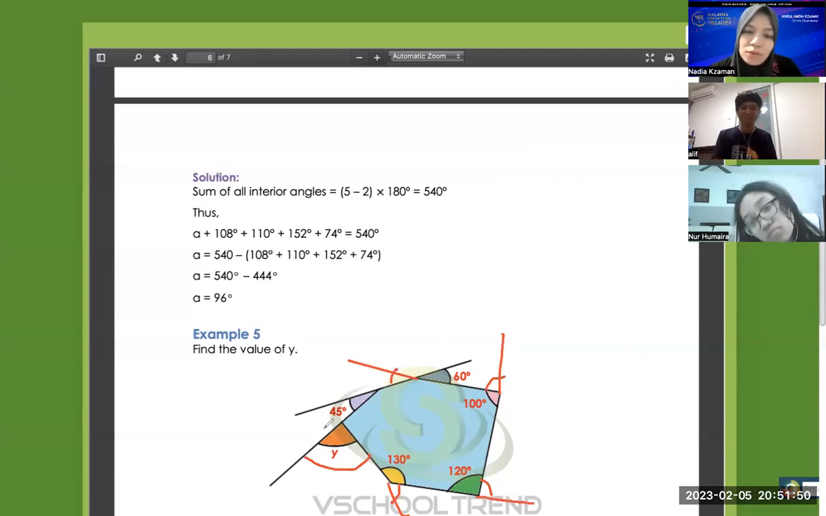If let's say you are looking at another angle, sometimes you might get a different value. So to make sure that you get the same value, you have to make sure that you are measuring at the same angle. Okay. Okay, Alif? Yeah.